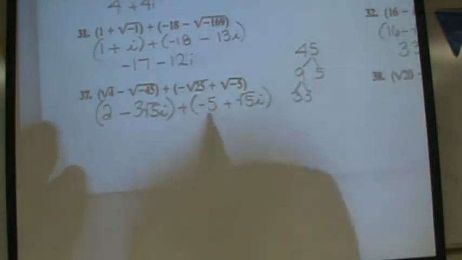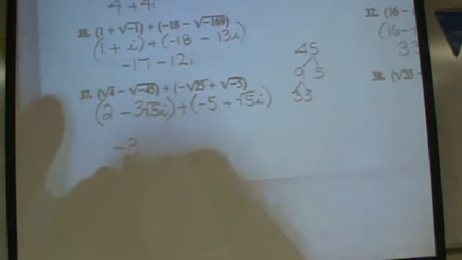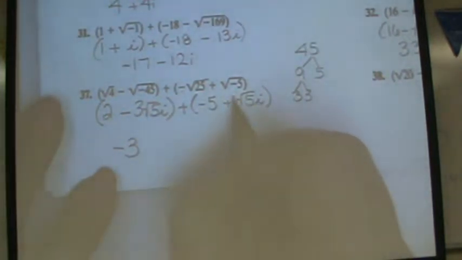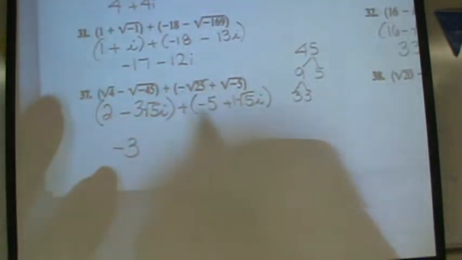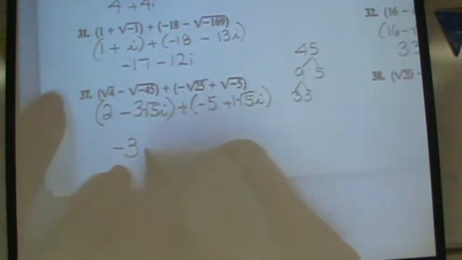So these two are alike. They add to be negative 3. And actually, these two are alike, so you're going to add the coefficients. These are your b values. So that's going to give you negative 2 root 5i.